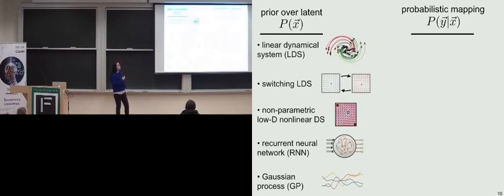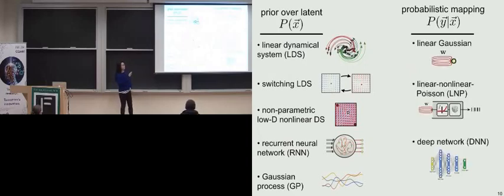Actually, in the literature, there are modular approaches to deal with these two components. For example, for the prior P of X, people can assume a linear dynamical system, or a switching linear dynamical system, which is a piecewise linear model that approximates the nonlinear system. We have nonparametric low-dimensional nonlinear systems, and also the recurrent neural network, which is very popular recently. We can also use a Gaussian process to model the latent structure. I'm going to talk about the Gaussian process later for people who are not very familiar with it. For the probabilistic mapping, we can do linear Gaussian.